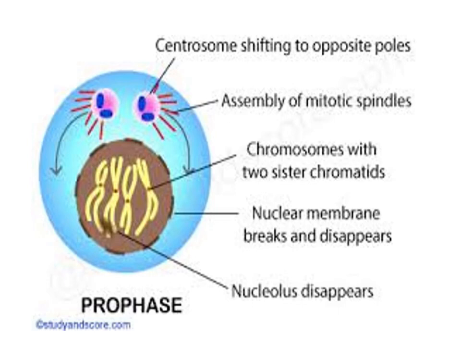We see the diagram to illustrate the process of prophase. You have the centrioles shifting to the opposite poles and forming the short microtubules known as asters in animal cells. We have the chromosome with two sister chromatids joined by the centromere. We have the nuclear membrane breaks and disappears, and we have the nucleolus disappears.